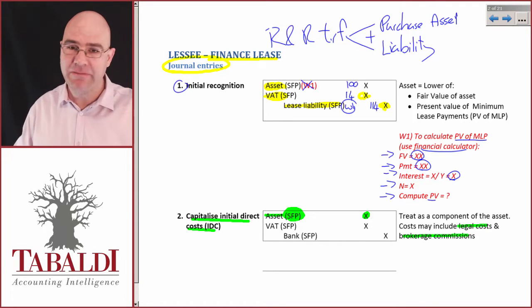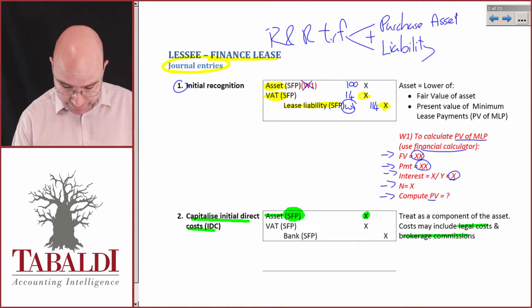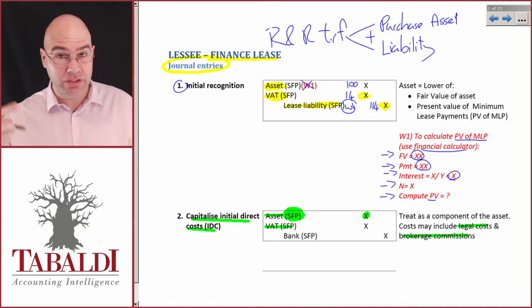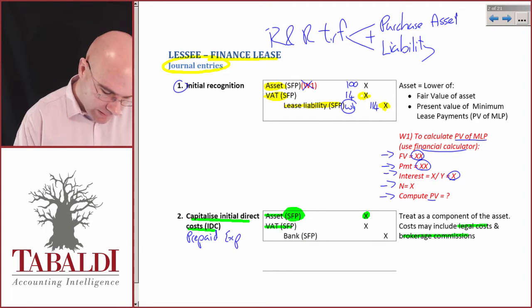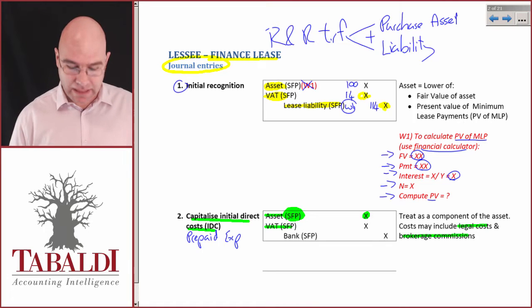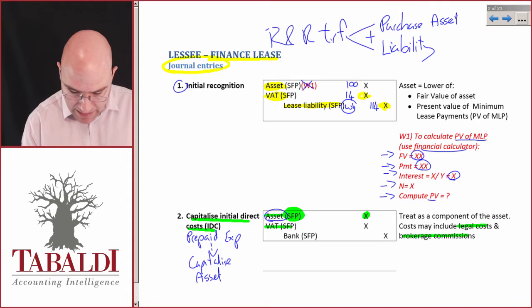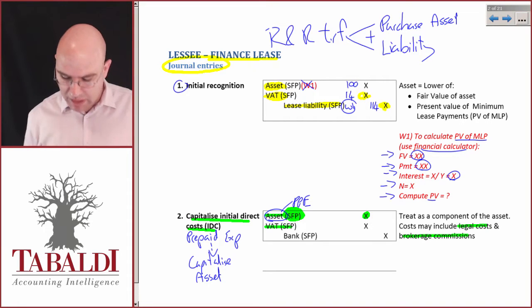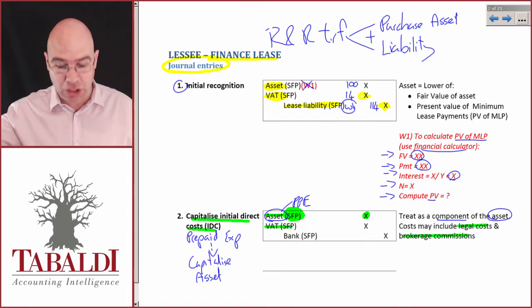So SFP is statement of financial position. Then there may be VAT on that asset, on the prepaid expense. This in essence is a prepaid expense. And you are going to debit the asset. So all I'm doing is capitalizing to the asset, and that would usually be PPE. And what will I do with that? I will treat it as a component of the asset of PPE, and I'll depreciate it, etc.